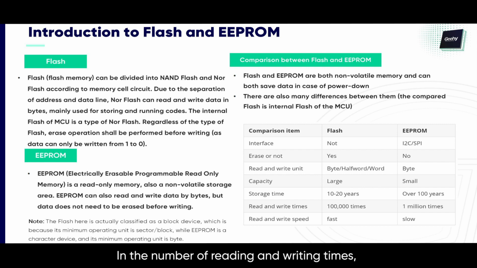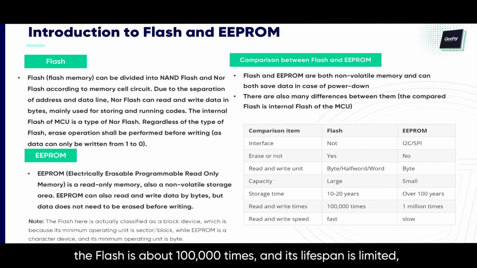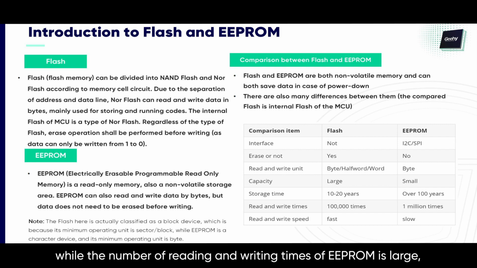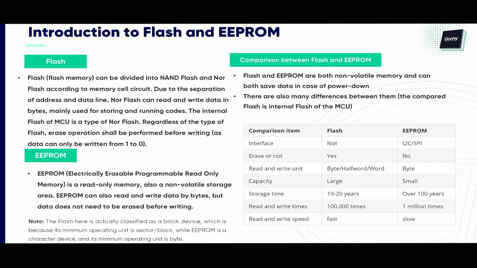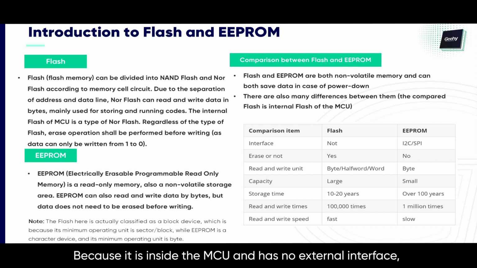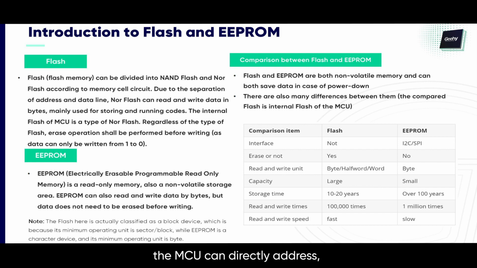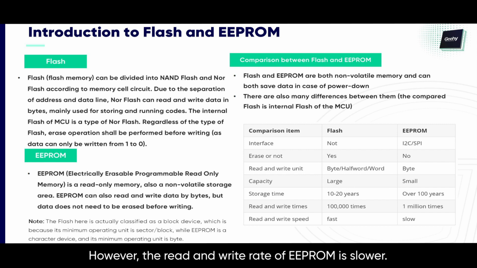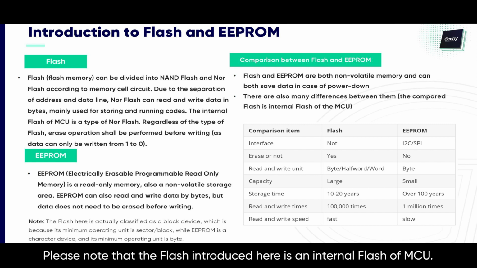In the number of reading and writing times, the flash is about 100,000 times, and its lifespan is limited, while the number of reading and writing times of EEPROM is large, about 1 million times. The read and write rate of flash is relatively faster. Because it is inside the MCU and has no external interface, the MCU can directly address, and the read and write rate is very fast. However, the read and write rate of EEPROM is slower. Please note that the flash introduced here is an internal flash of MCU.